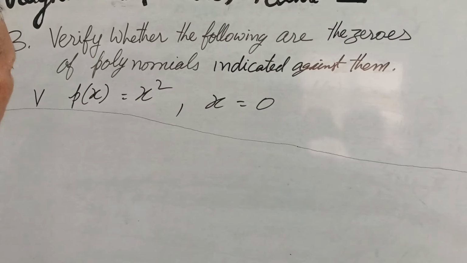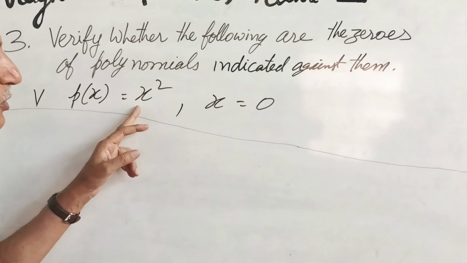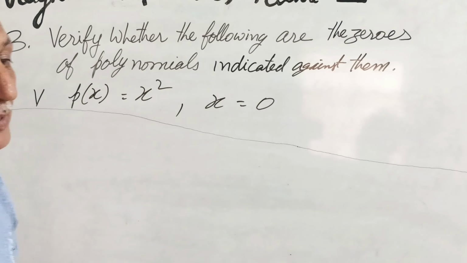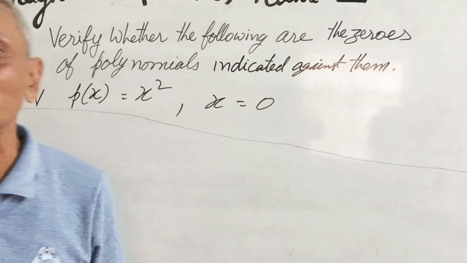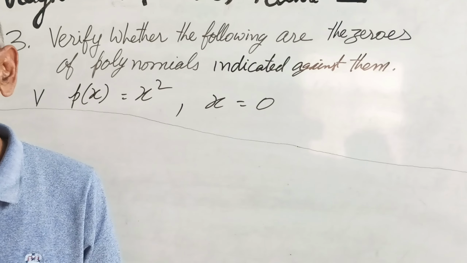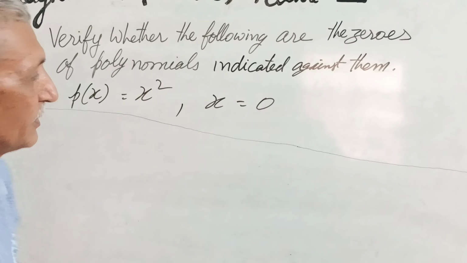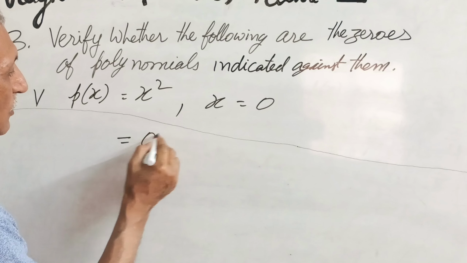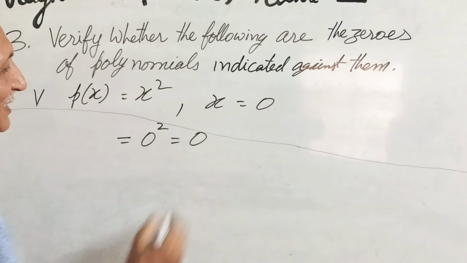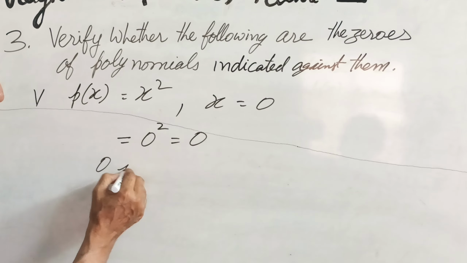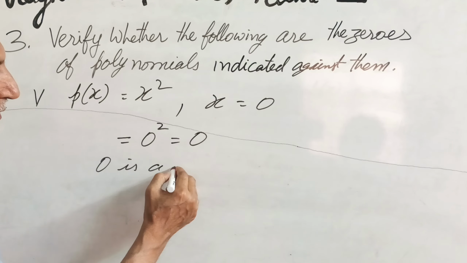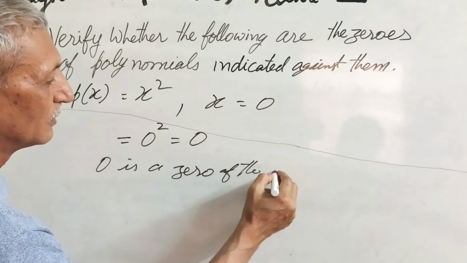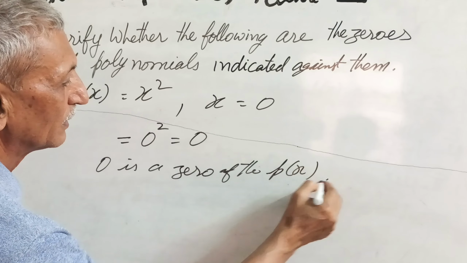Now let's consider part 5. Part 5 is, this is the polynomial, and we have to find out whether 0 can be the 0 of this polynomial. Do you know 0 can also be the 0 of some of the polynomials? Let's find out. So this will be 0 square is equal to 0. Therefore, 0 is a 0 of the polynomial. Right, friends?